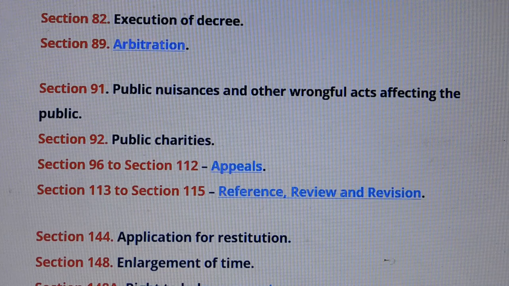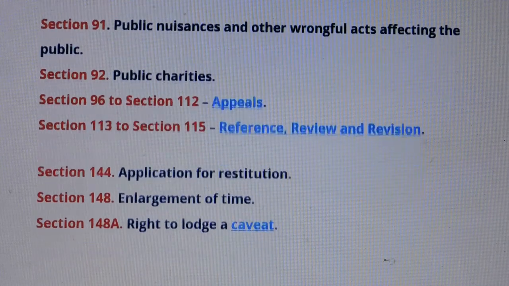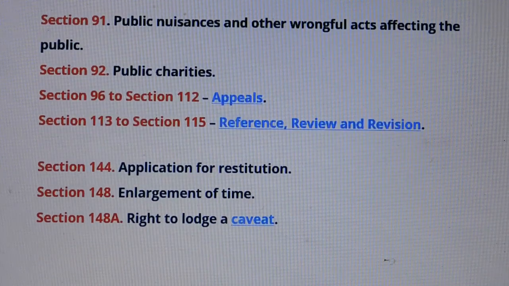Section 92 public charities. Section 96 to section 112 appeals. Section 113 to Section 115 reference, review and revision. Section 144 application for restitution. Section 148 enlargement of time.